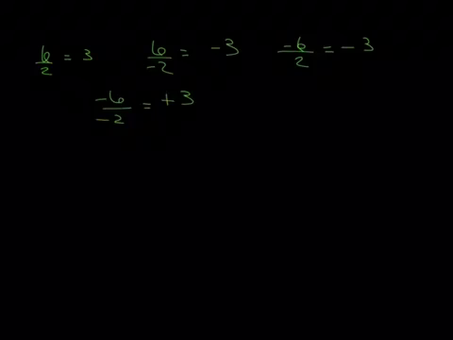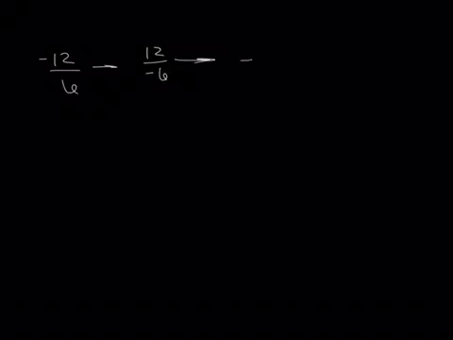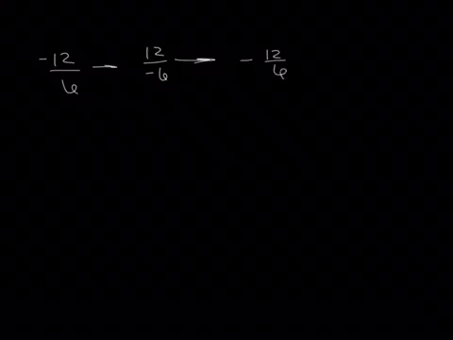If you look at example 5, you'll notice that those are pretty much the same as what we did. One of the things I do want to bring up is if we have something like 12 over 6, just to let you know that that is equal to 12 over negative 6, which is also equal to negative 12 over 6.